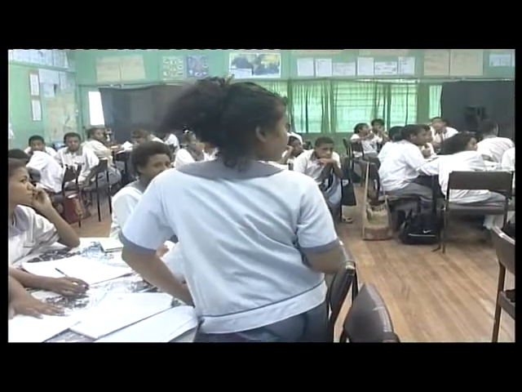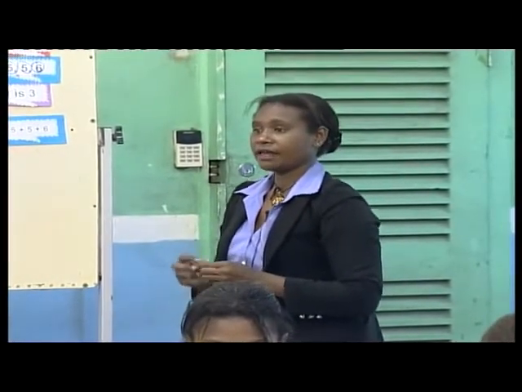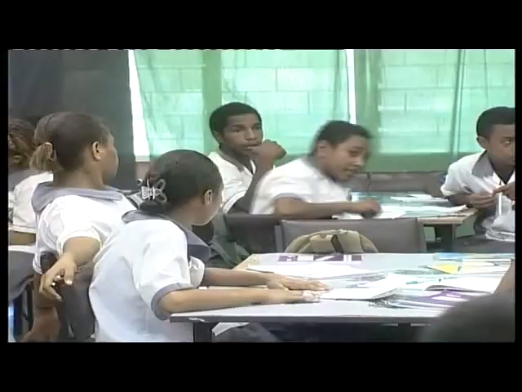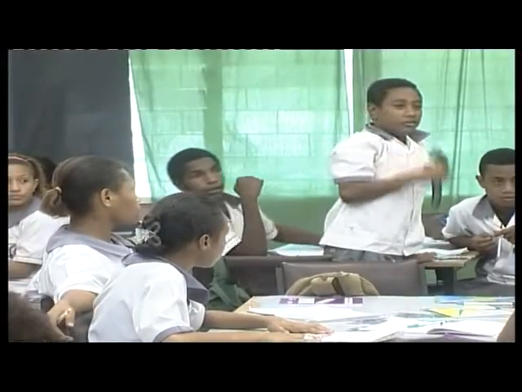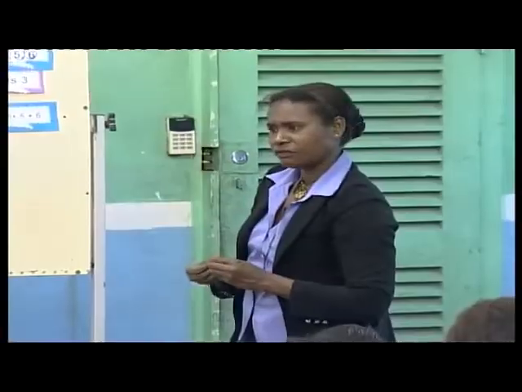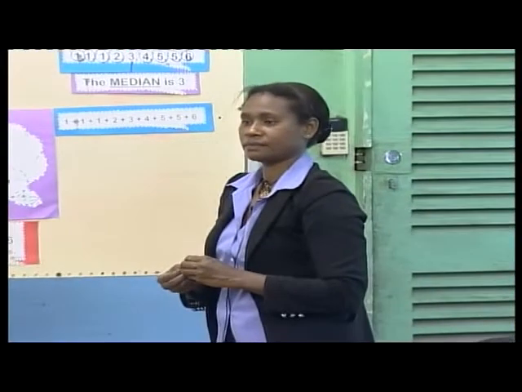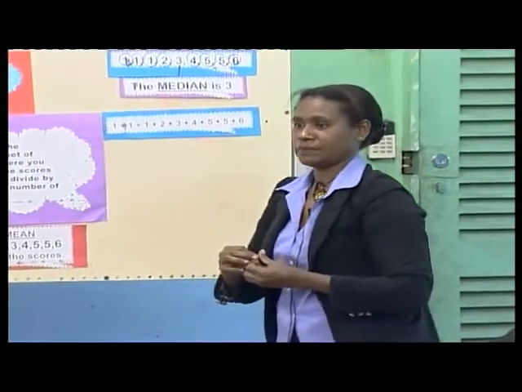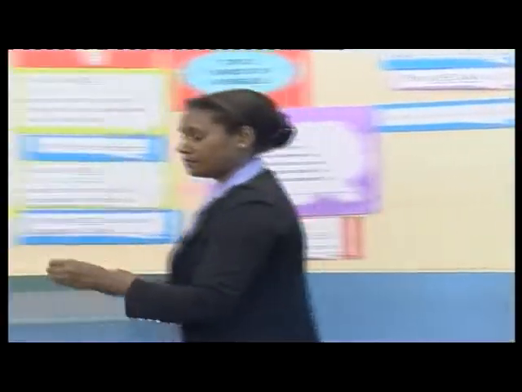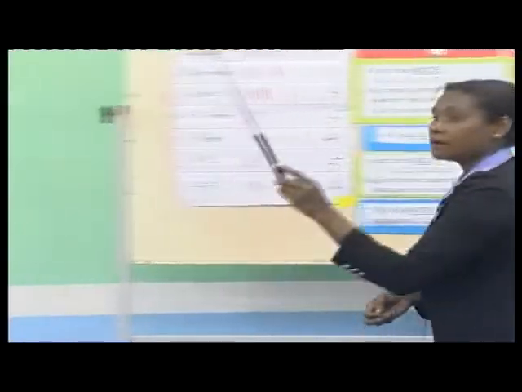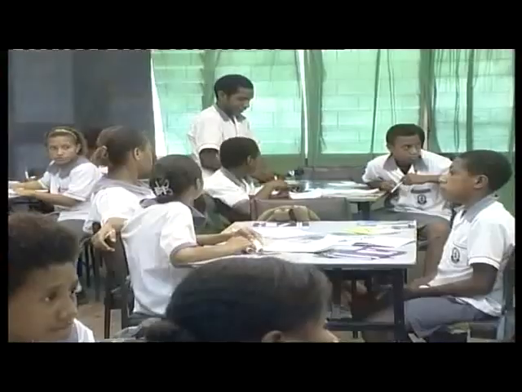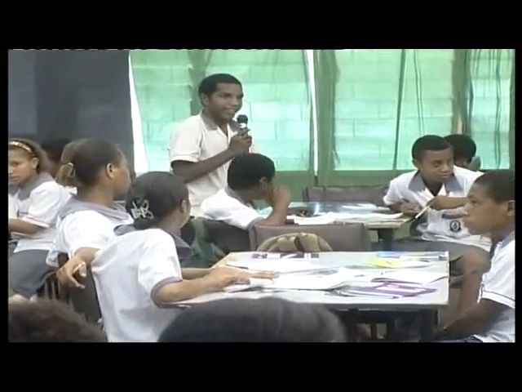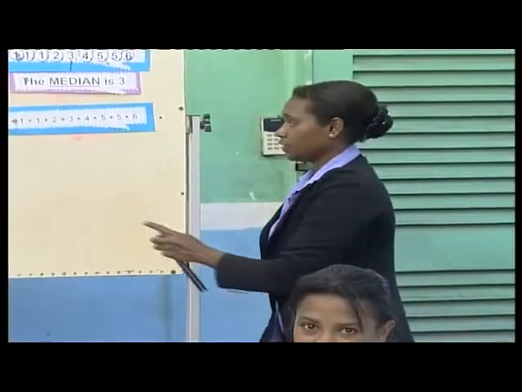Twenty-six. Any other answers? Rupa? 24. Okay, let's have the last one, and then we can go through that. Sam? 28. Okay, 28. So there are two people that have come up with 28.